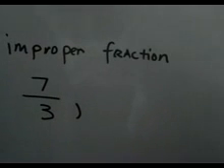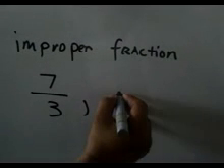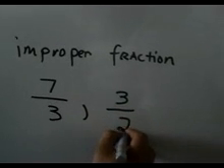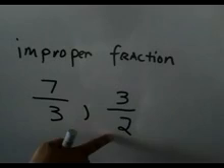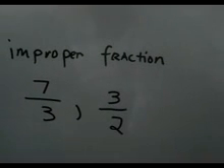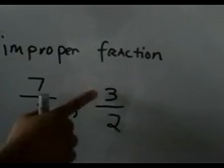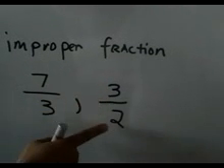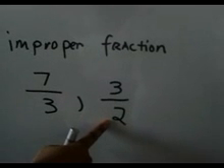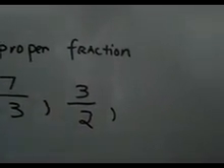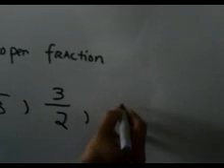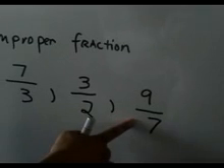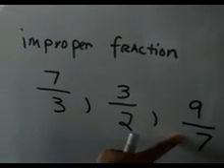Another example of an improper fraction is 3 over 2, or 3 halves. This is also an example of an improper fraction. Notice again that your numerator is larger compared to your denominator. Another example of an improper fraction is 9 over 7. This is also an example of an improper fraction.